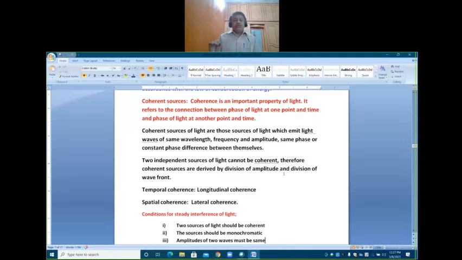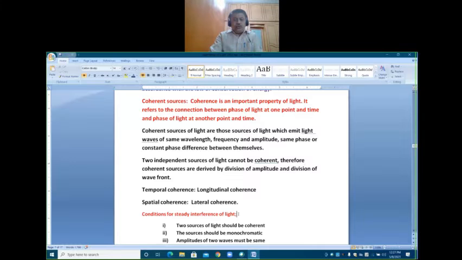Temporal coherence means up to what extent lengthwise, longitudinally, the light from the source is coherent, so the beam is going without dispersing. Spatial means it is lateral in space: up to what extent there is coherence laterally. So spatial is lateral, temporal is along the length. Just mention these names.